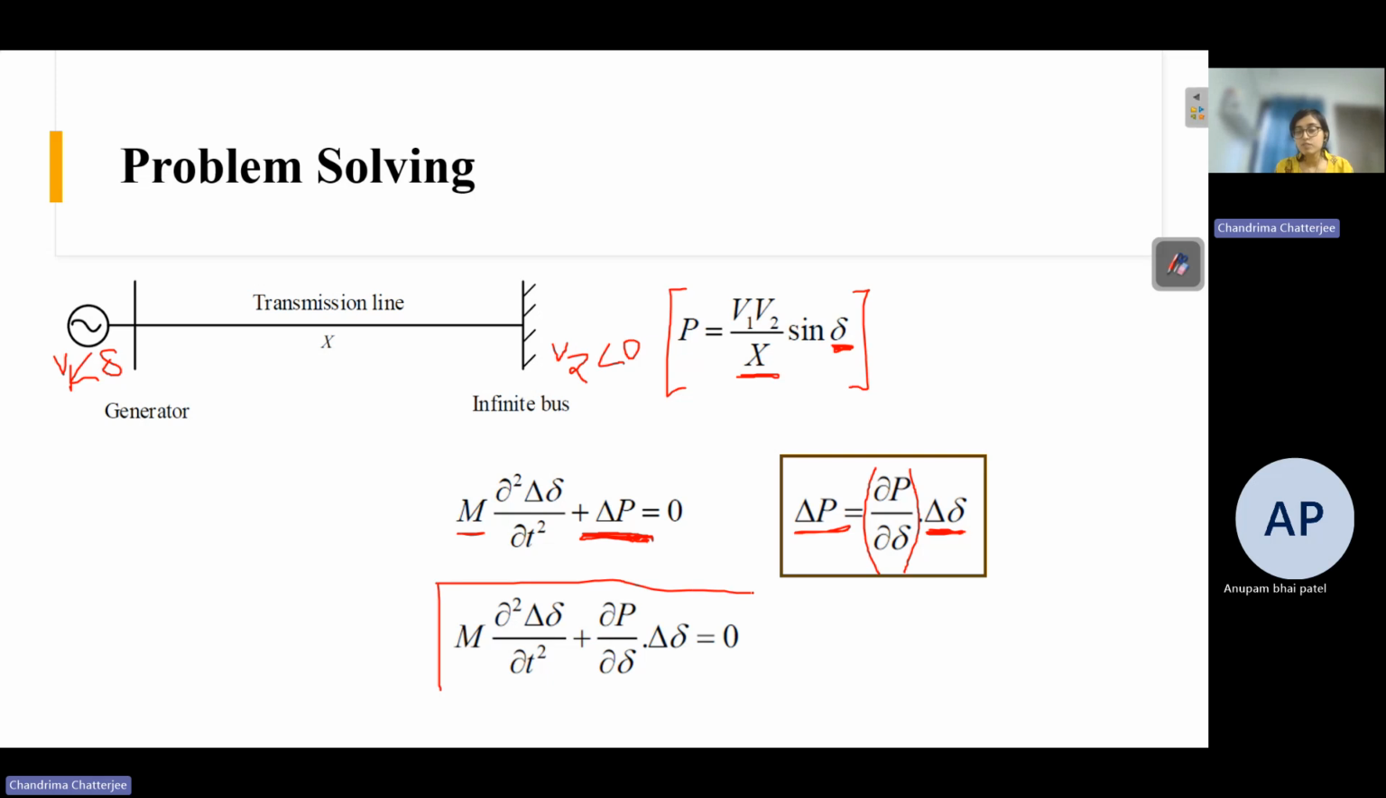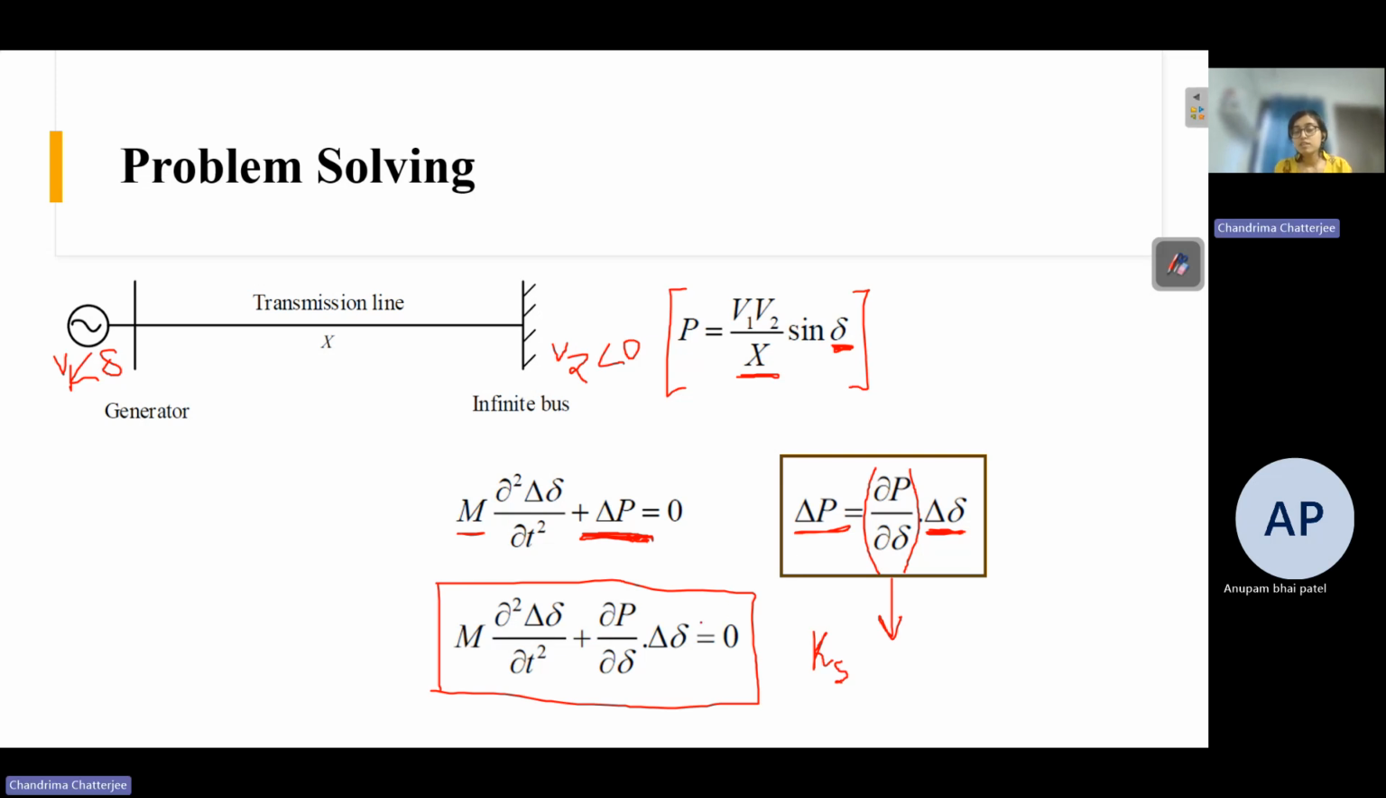This is basically the swing equation, and this quantity is a very important quantity. This del P by del delta, which I have put in bracket, is called the synchronous coefficient. Suppose we denote it by Ks.